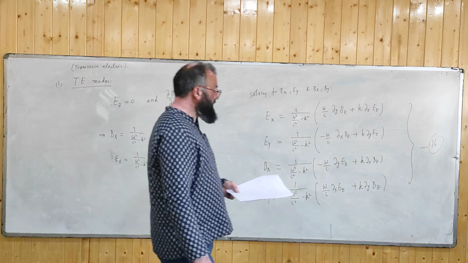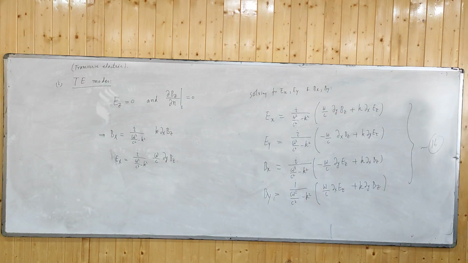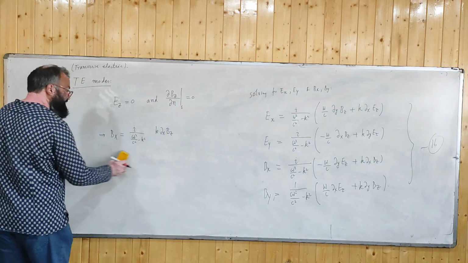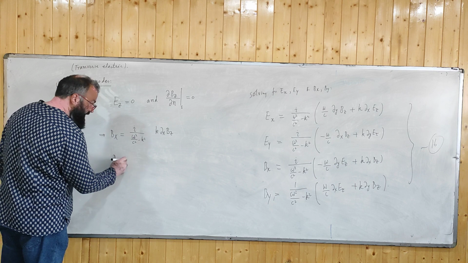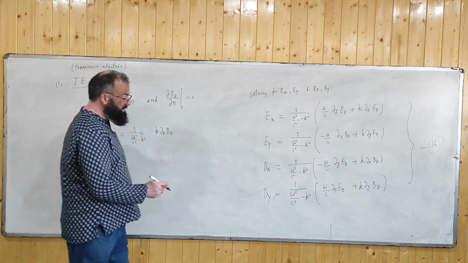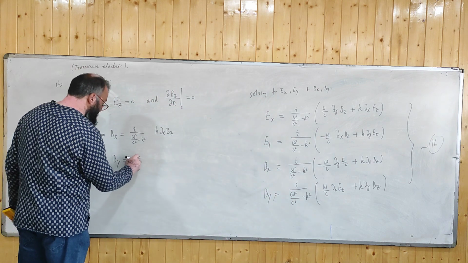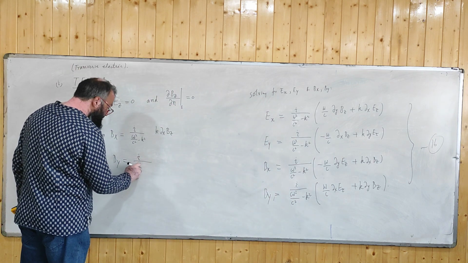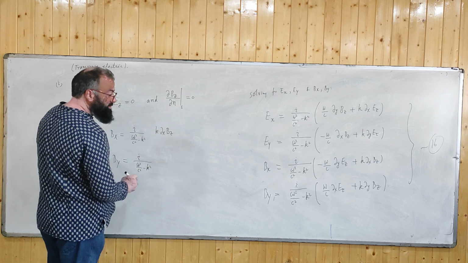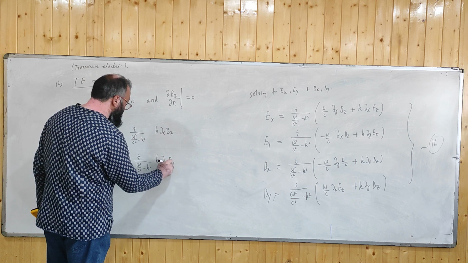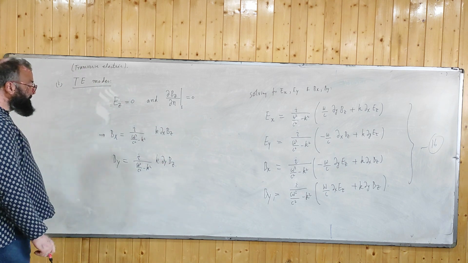Wait a second. Is there any error? Let's calculate By. Let me calculate By. It is i here, so you have i divided by (omega square by c square minus k square), and it is k partial y Bz. Clear?